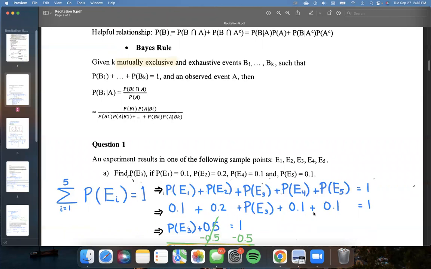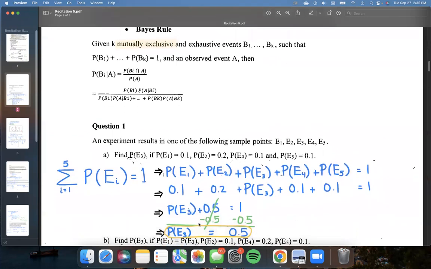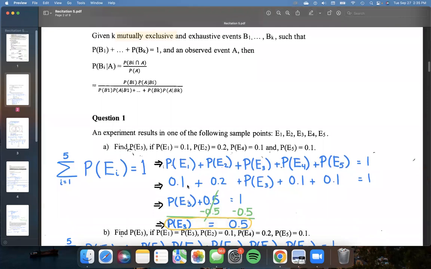So I'm going to know that this equals 1, and then we're just going to solve for the probability of E3 algebraically. So 0.1 plus 0.2 plus 0.1 plus 0.1 is 0.5. So we'll have the probability of E3 plus 0.5 equal 1.